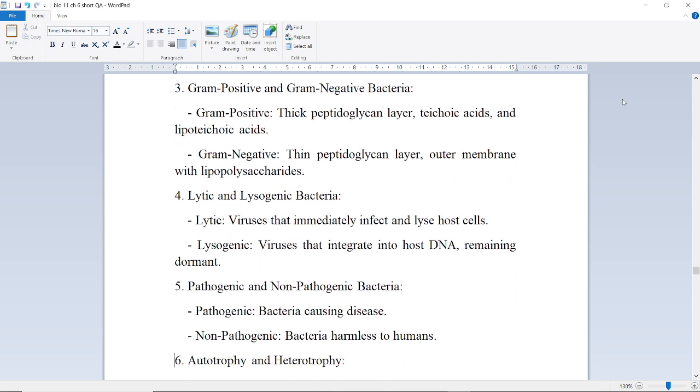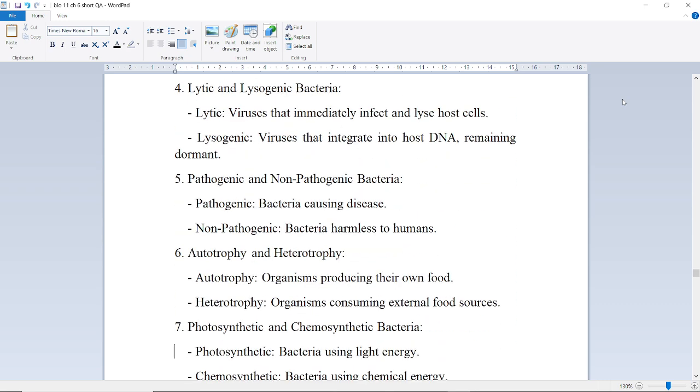Next is the difference between lytic and lysogenic bacteria. Lytic: viruses that immediately infect and lyse host cells. Lysogenic: viruses that integrate into host DNA, remaining dormant. Pathogenic and non-pathogenic bacteria. Pathogenic: bacteria causing disease. Non-pathogenic: bacteria harmless to humans. Autotrophy and heterotrophy. Autotrophy: organisms producing their own food. Heterotrophy: organisms consuming external food sources.